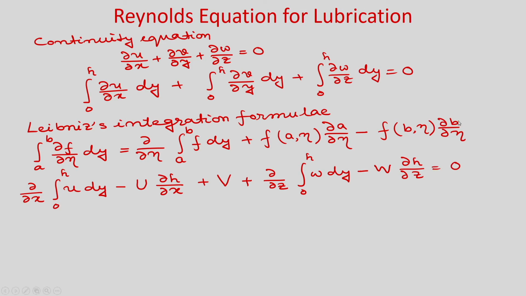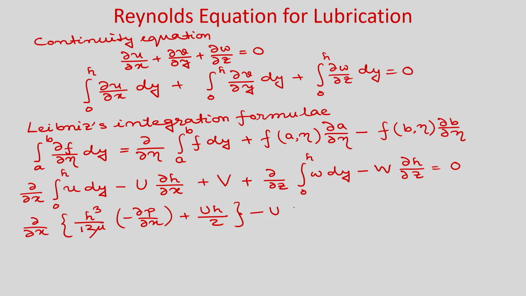Okay. So, now you can see this term, integral 0 to h u dy, is nothing but the volume flow rate at a particular location x, and similarly integral 0 to h w dy is the volume flow rate at a particular location z. This we have already derived, so we can write that term here. So, we can write del by del x of h cube by 12 mu times minus del p by del x plus u h by 2. Then we have minus u del h by del x.